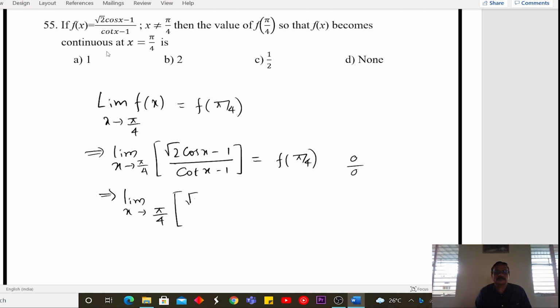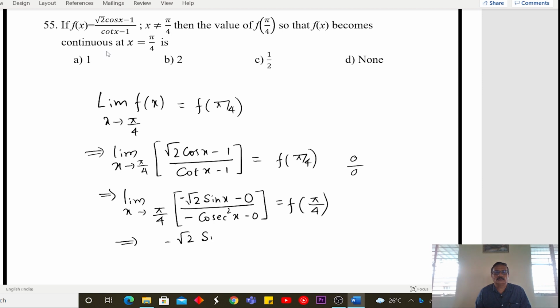So root 2 is constant, the derivative of cos x is minus sin x, and the derivative of 1 is 0, divided by the derivative of cot x, which is minus cosec square x, minus the derivative of 1, which is 0, is equal to f of pi by 4. Now put x equal to pi by 4: minus root 2 sin 45 degrees divided by minus cosec square 45 degrees is equal to f of pi by 4.